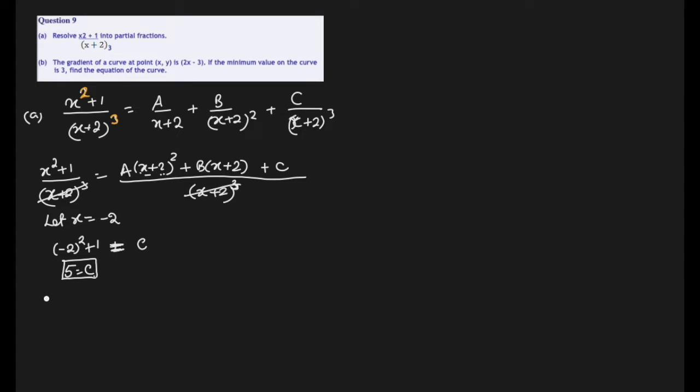Now to get others, let's do one. Compare constants. So constant on the left side is 1.